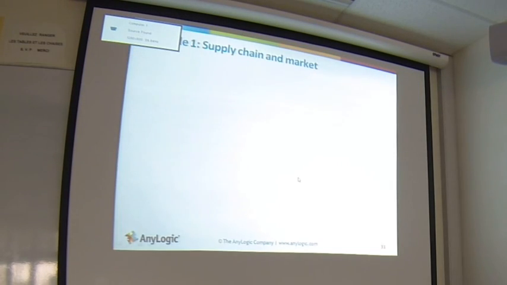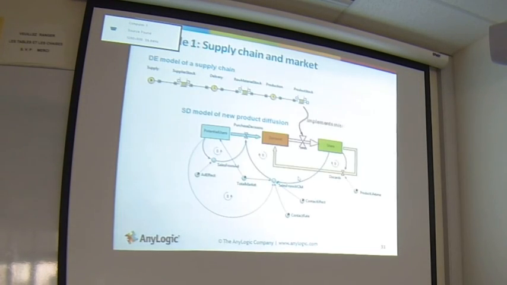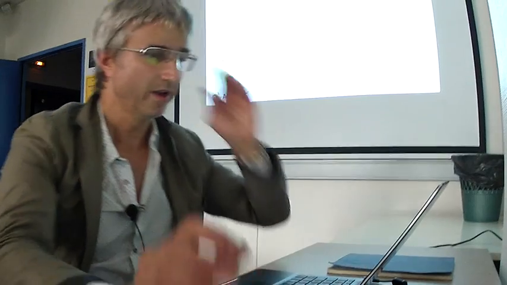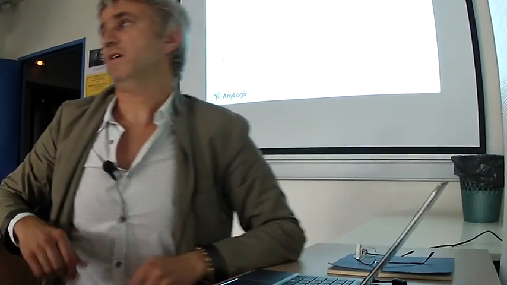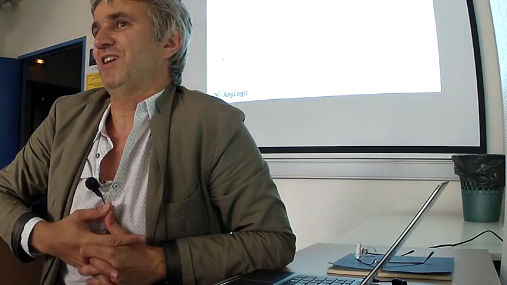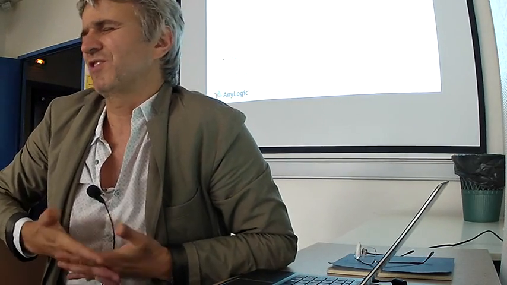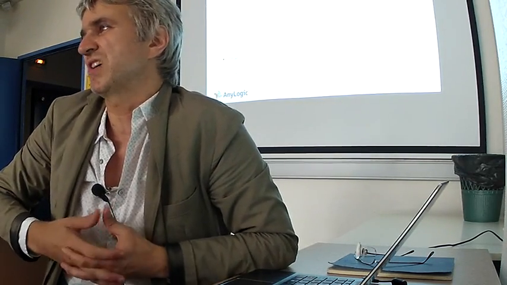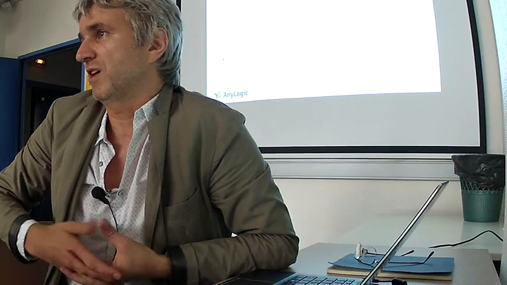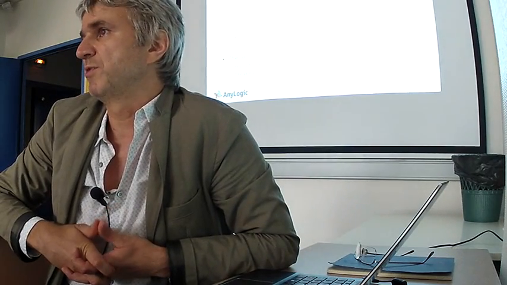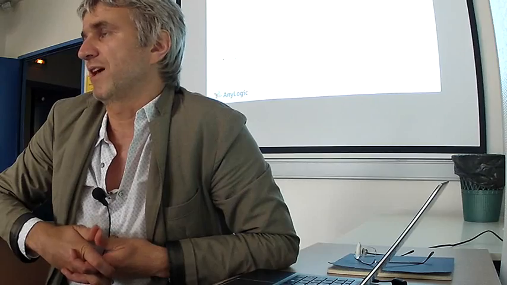Example 2. So that was supply chain and market. This example, I'm going to build in front of you. That is an agent-based model. Its example is from a healthcare area, but you can use your imagination to expand it to any other application area, because this is a link between an agent-based model and a discrete event model.